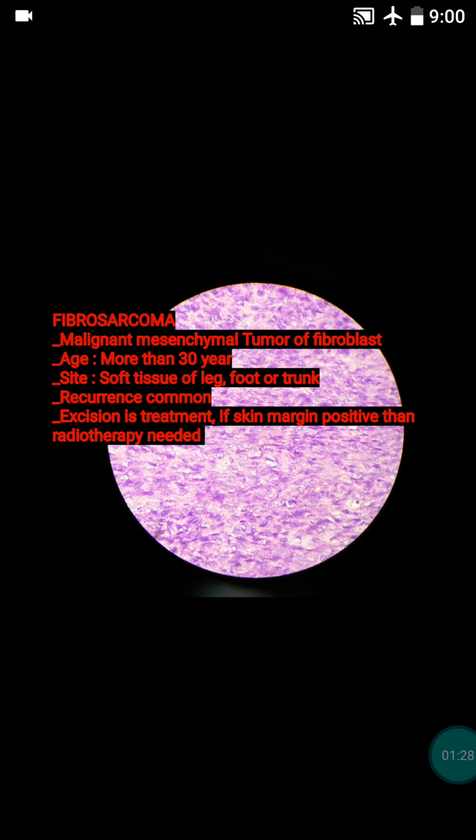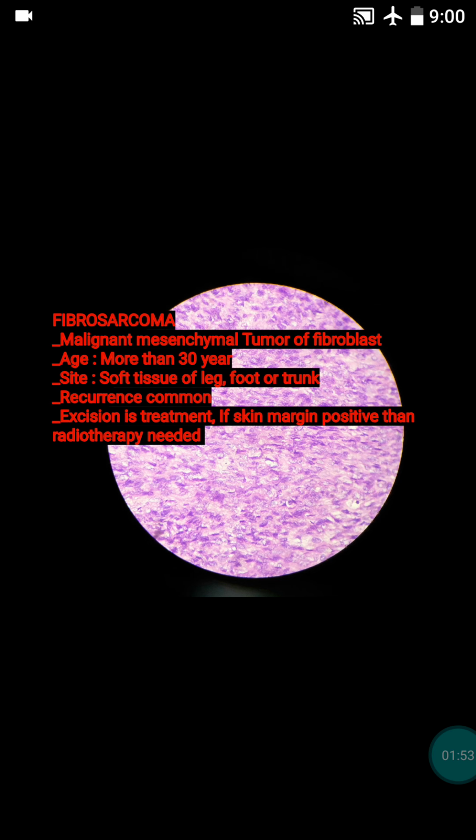The recurrence is very common for this fibrosarcoma tumor. Even if you remove this tumor, it can recur. What is the treatment? The treatment is surgical excision. But you have to check the skin margins or the soft tissue margins also. If they are positive, then sometimes radiotherapy might be needed. So that is the general scenario of fibrosarcoma.